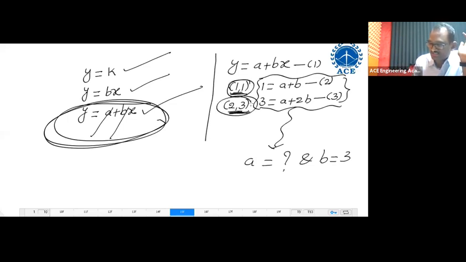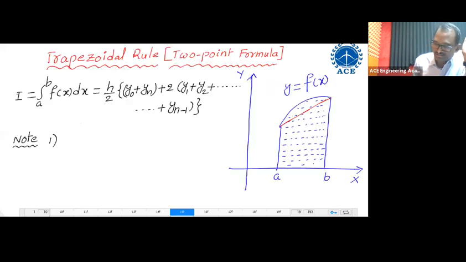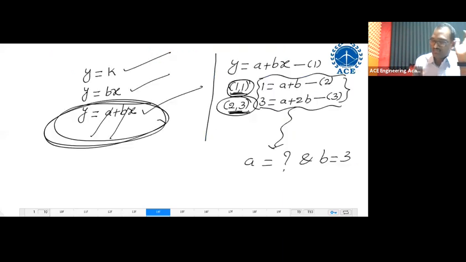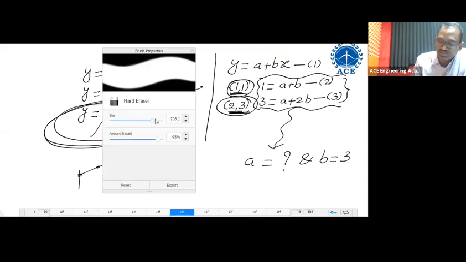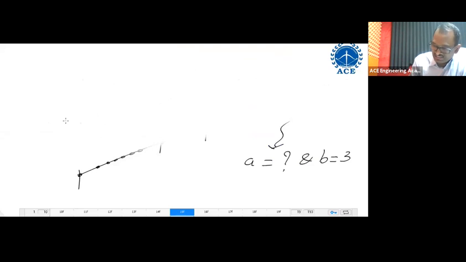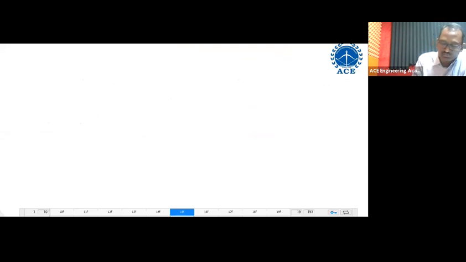This is 1 point, this is another point. Any 2 points, minimum 2 points. Maximum no limit. This straight line has to pass through a minimum of 2 points, a maximum of an infinite number of points, minimum 2 points compulsory. So that's why the curve is replaced by a straight line, and this straight line is passing through a minimum of 2 points. That's why it is also called a 2-point formula.